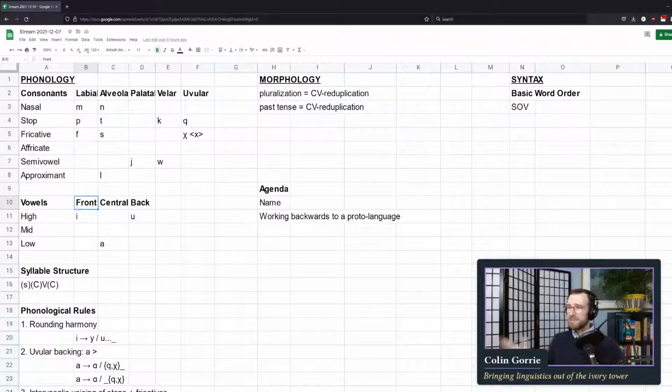One, we need a name for this language. We have no name. This is like the language with no name. The Google Sheet's even called Stream 2021-1207. This cannot stand. And so we need to come up with a name for this language. And so maybe we can start to think about where do language names come from?